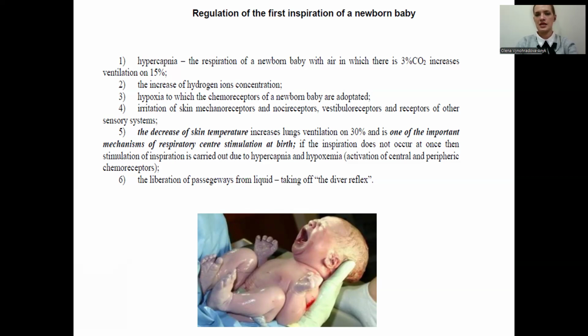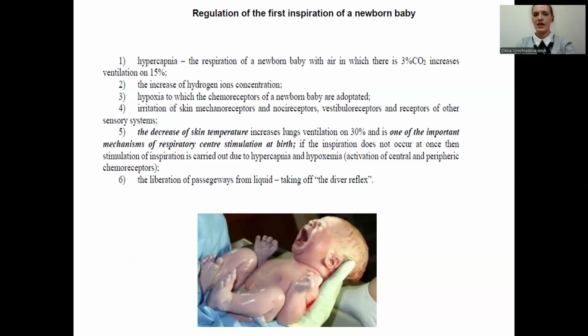Hypercapnia means an increased level of carbon dioxide in the blood. This is an important factor for stimulation of respiration. Next one, this is increased hydrogen ion concentration. Next one, hypoxia and irritation of peripheral chemoreceptors because there is not enough oxygen.